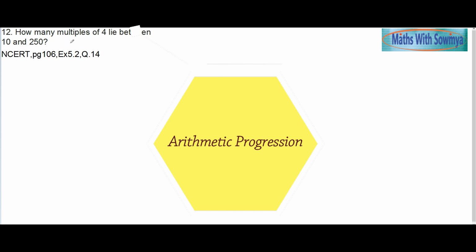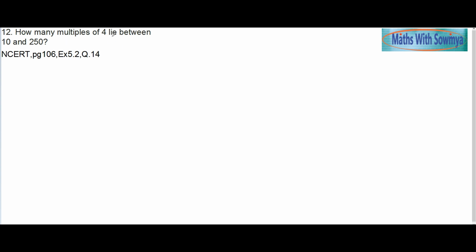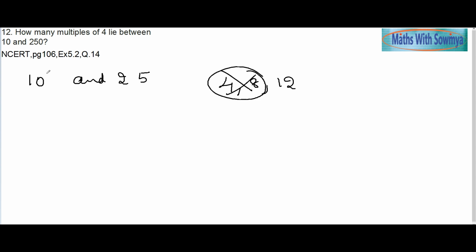In this question, how many multiples of 4 lie between 10 and 250? Multiples of 4: 4, 8, 12. These first two we cannot take because they do not lie between 10 and 250. So I will start from 12 here. We can directly go 12, 16, 20, and so on.